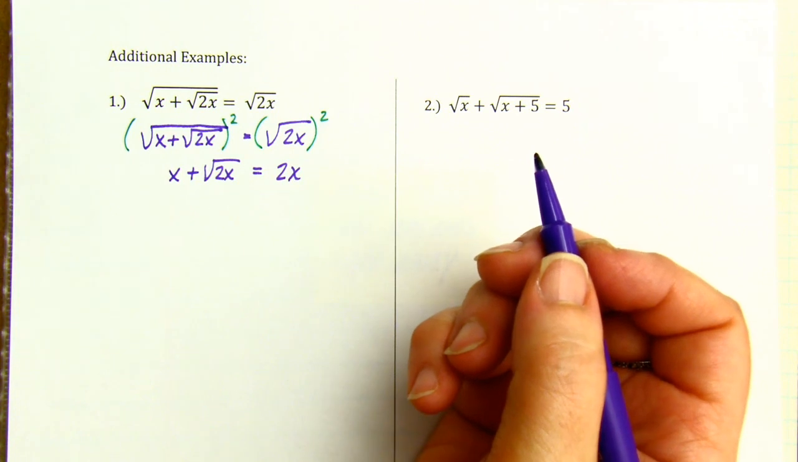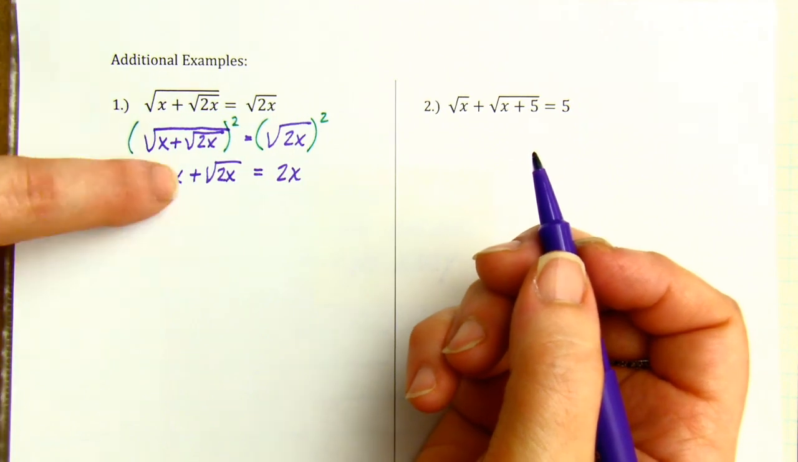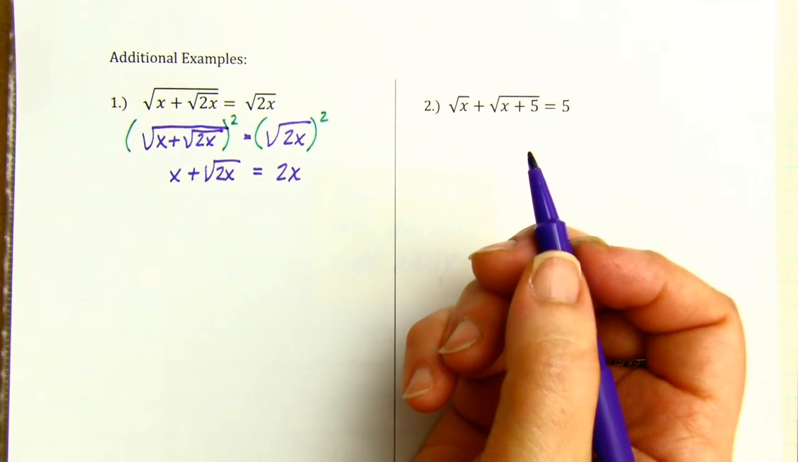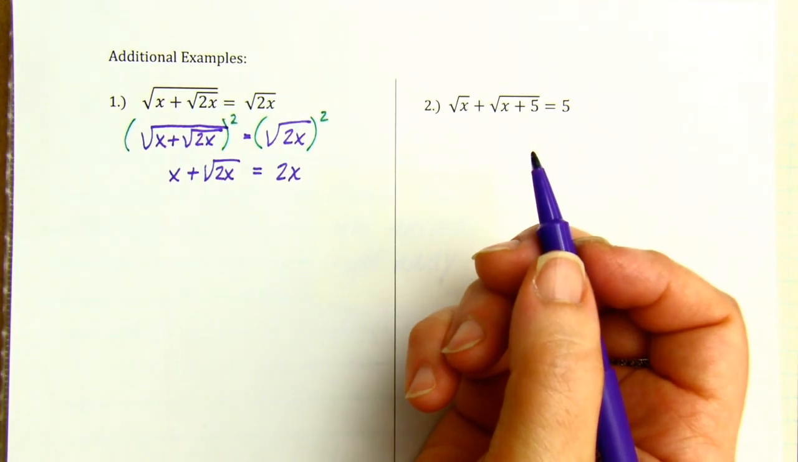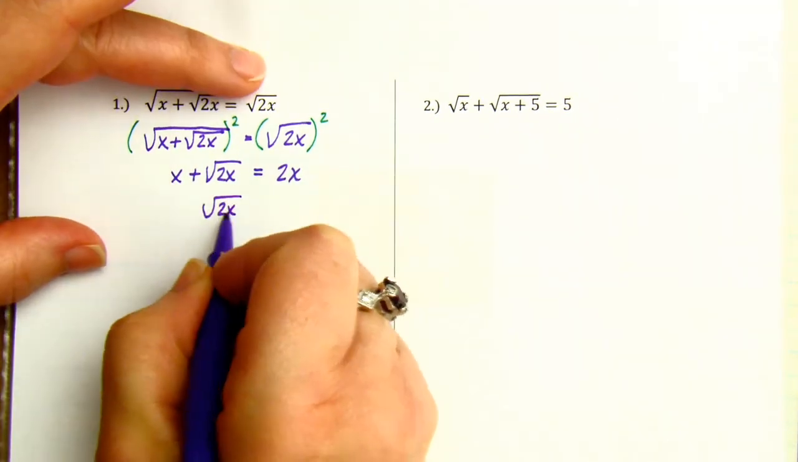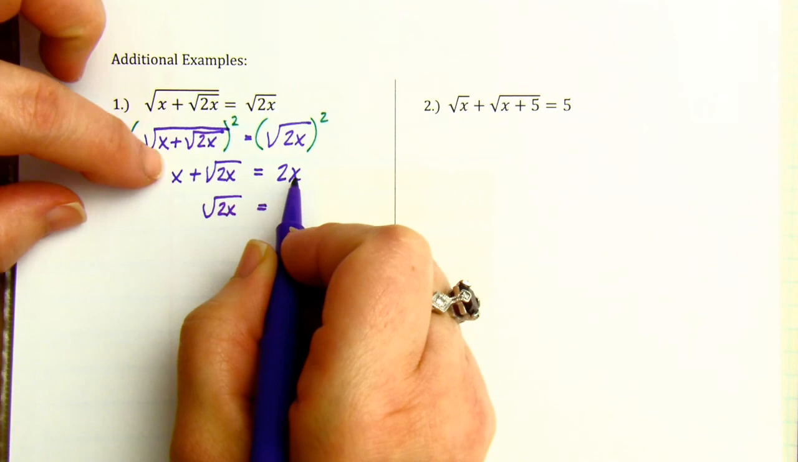My next step is to combine like terms. I'm going to take this x over here because my goal is to isolate this radical, so I can do the squaring again on both sides. So I have the square root of 2x equals 2x subtract x.